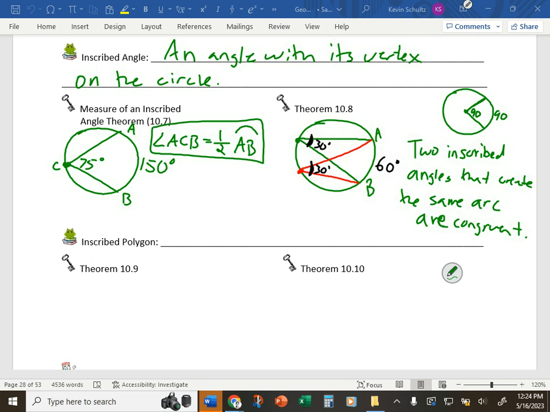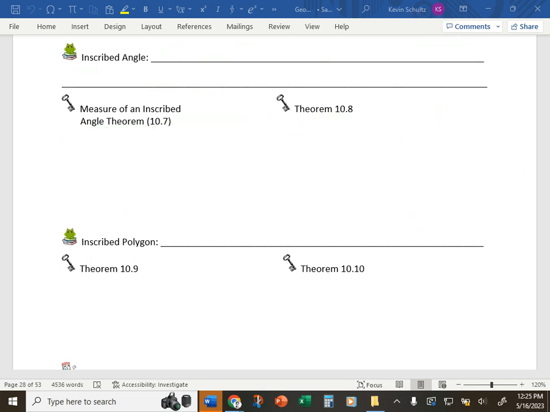Inscribed polygons. Who knows what an inscribed polygon is? If you think about what an inscribed angle is, what an angle is, and then the fact that this is an inscribed type of angle, and you think what a polygon is, then think of an inscribed polygon. What do you think, Anthony? A polygon inside a shape or a circle. A polygon inside of a circle.